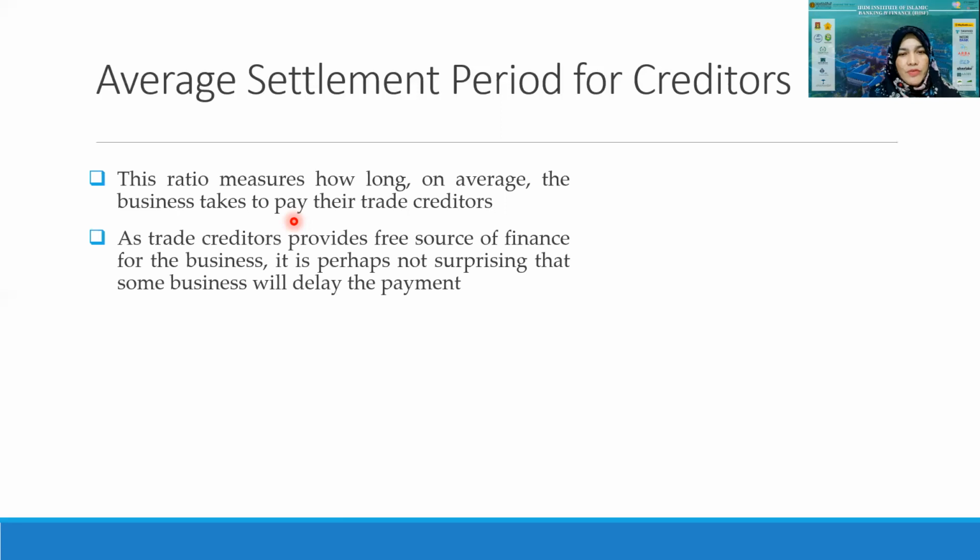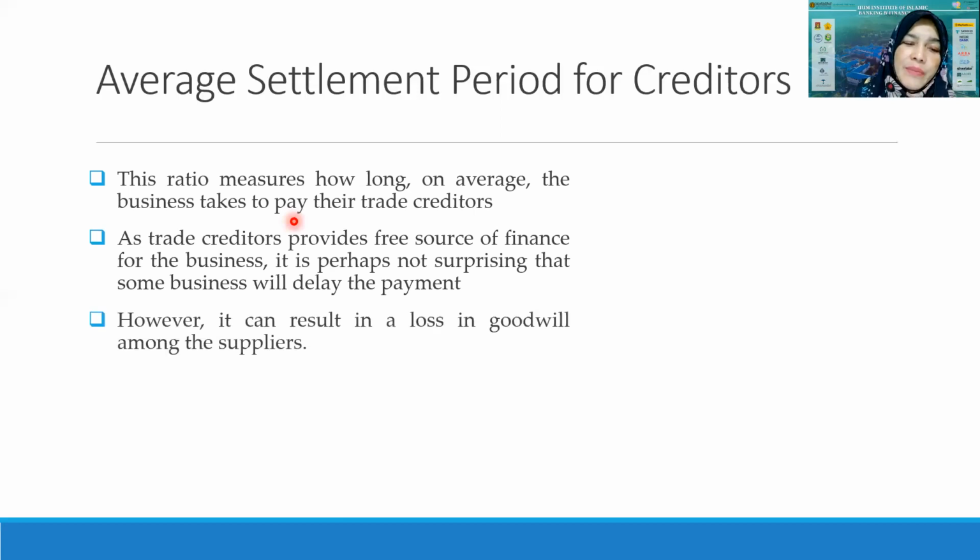As trade creditors provide a free source of finance for the business, it is perhaps not surprising that some businesses will delay payment. So what does it mean? For example, if you are selling textbooks and you are getting consignment from the bookstore, and then you take time to pay the creditor, if the creditor is not happy with you, they can stop supplying to you. So that's why the company has to take care of their payment to the creditor.